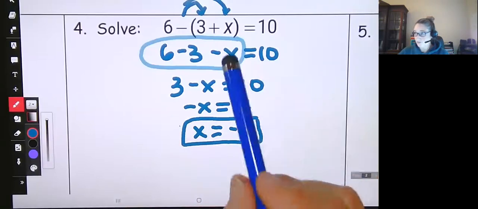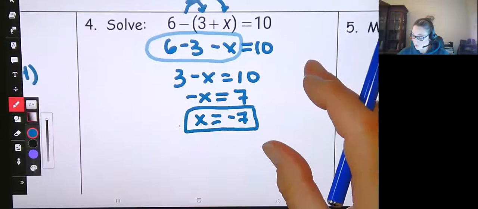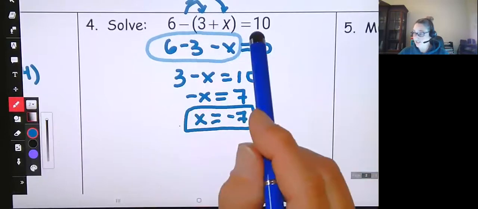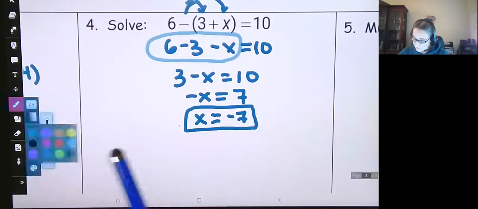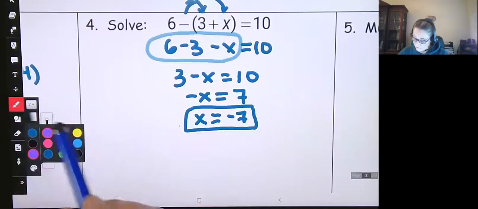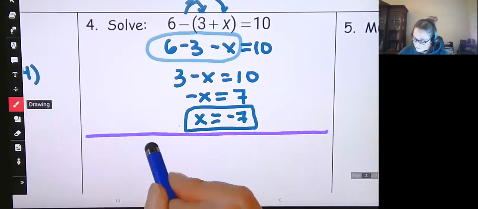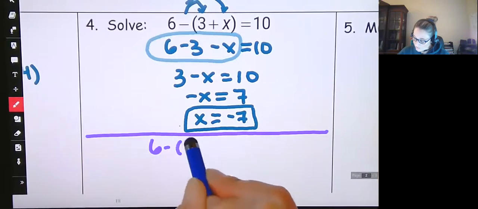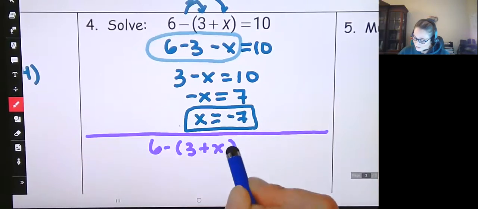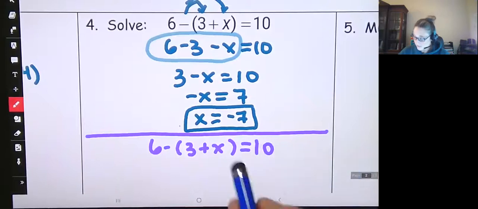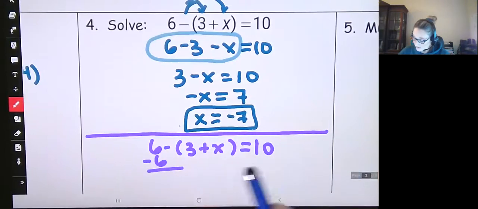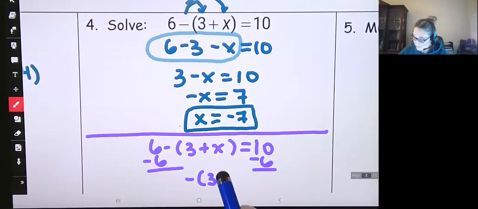Another way to have thought about this is you could have subtracted the 6 from both sides first. So this is just another way of thinking about the same problem. Okay, so if I have 6 minus 3 plus x equals 10, I can subtract 6 from both sides here and here. You want to be careful, you still have that negative in front of this. Okay, is equal to 4.